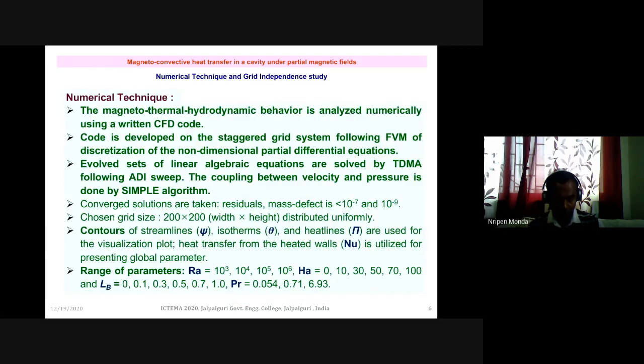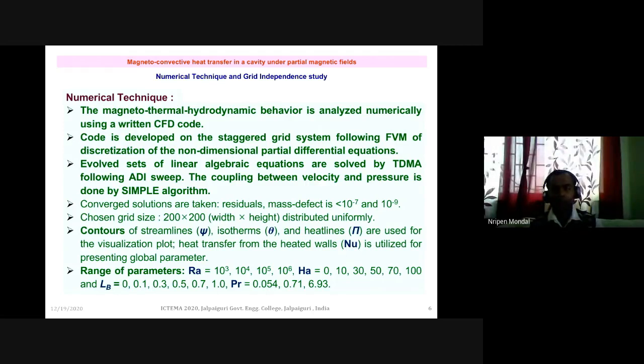The analysis has been carried out using an in-house CFD code, which is based on the finite volume method, and the SIMPLE algorithm has been followed. The convergence level has been taken as 10 to the power minus 7 for the residuals and mass defect. Now the grid size has been chosen as 200 by 200, which is distributed uniformly. Uniform grid distribution has been chosen to capture the partial magnetic field so that there should not be any effect of the grids on the result.